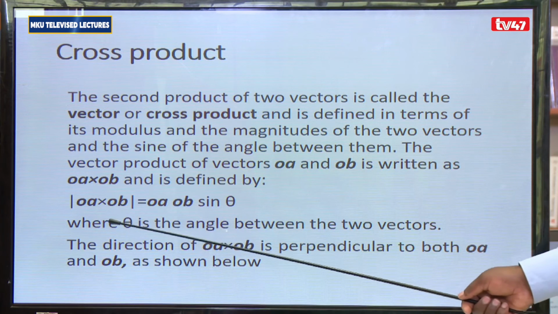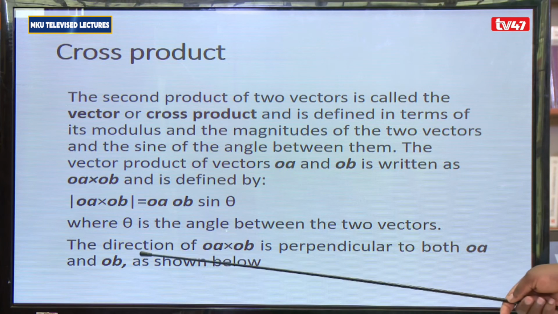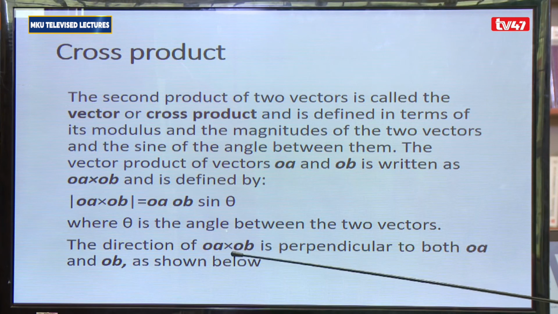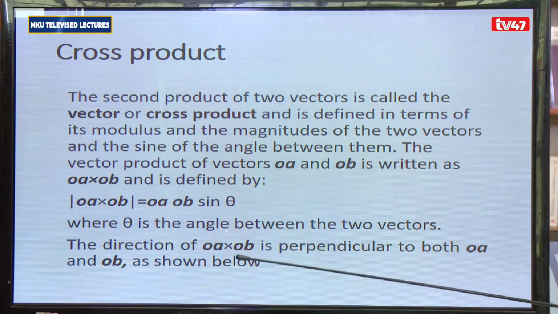Now, this theta, of course, is the angle between the two vectors, and of course, we usually use this sign. This is the sign that we usually use to show that you are doing a cross product. So this is the cross that we usually use.